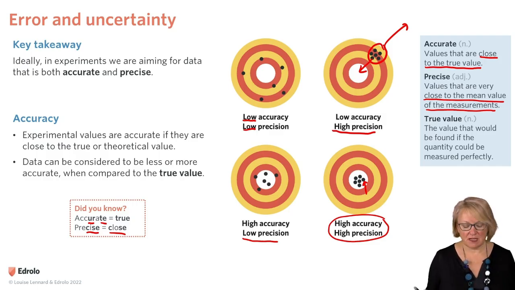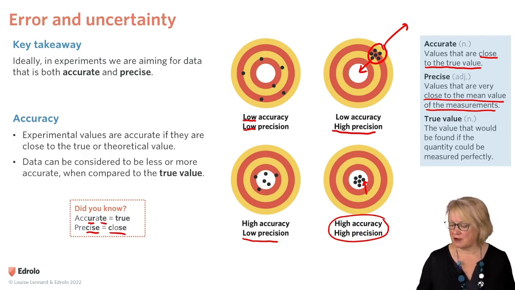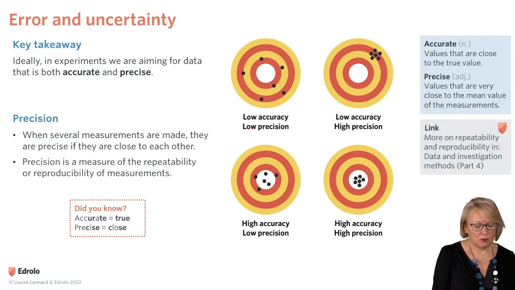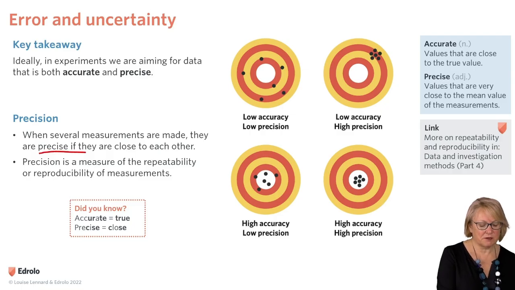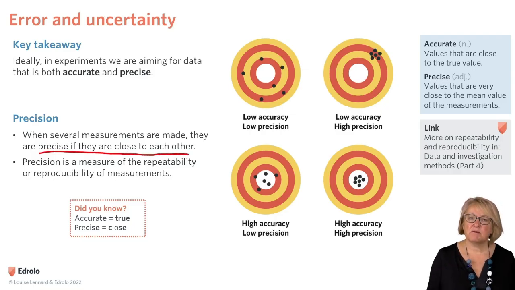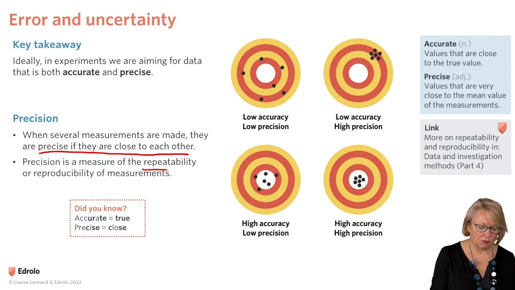So experimental values are accurate if they're close to the true or theoretical value, which we don't always know. And data can be considered to be less or more accurate when compared to the true value if that's known. Whereas precision, we're talking about when several measurements are made. They're precise if they're close to each other, and it's a measure of how repeatable or reproducible the measurements are.